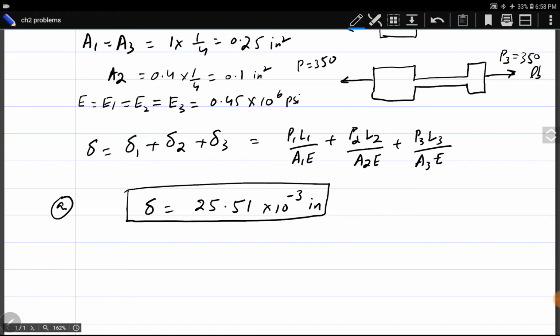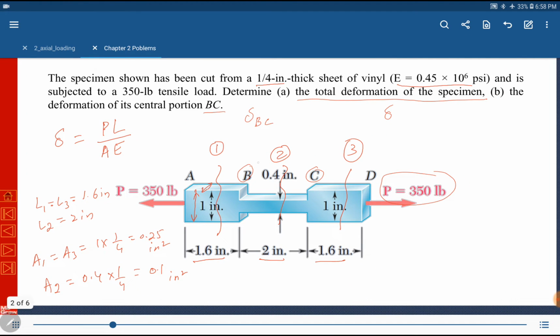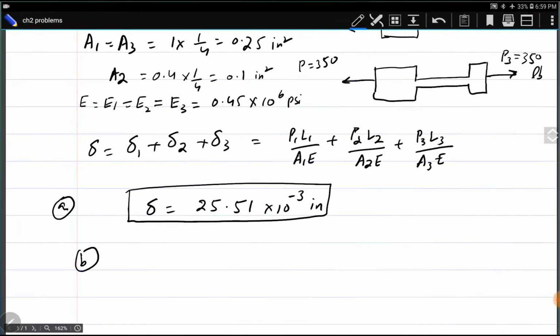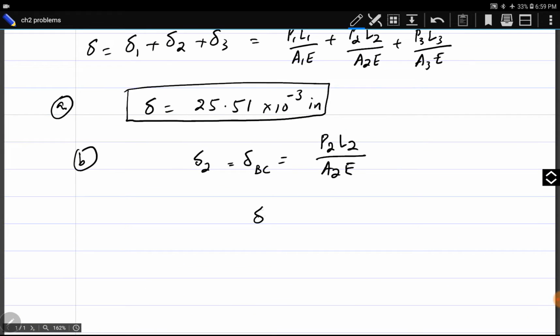This is part A. In part B, we have been asked to find deformation in portion BC only, between B and C. So it is delta 2. In section BC, the deformation is equal to delta 2. It is section 2. So delta 2 is equal to delta BC. It is equal to P2 L2 over A2 E. So put values of P2, L2, A2 and E only, and we can find delta BC equal to 15.5 times 10 to the power minus 3 inches.